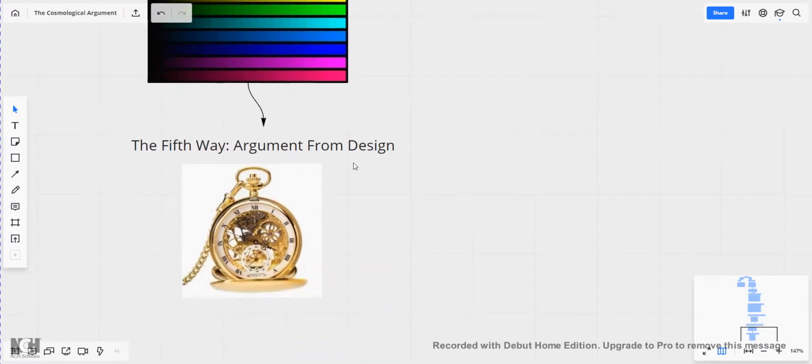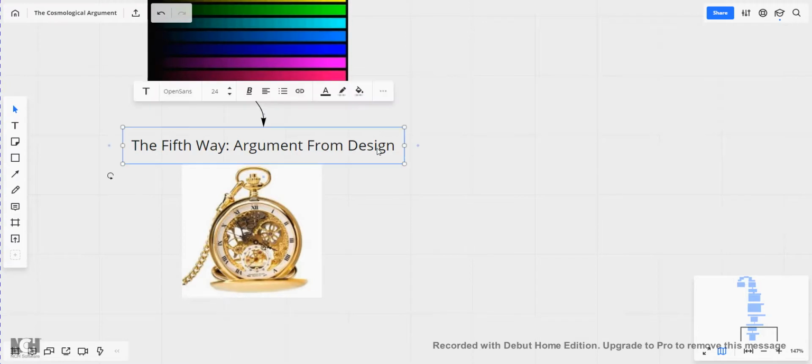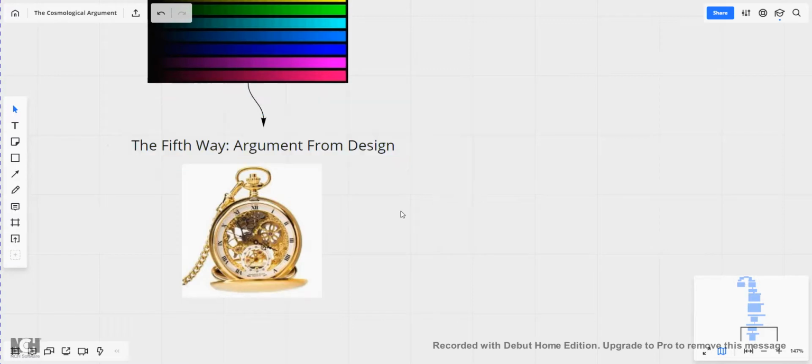And the last one is pretty easy to get. It's called the argument from design. Therefore, it follows that if the universe is made to function in a particular way, that is evidence of design and evidence of a divine creator, okay?